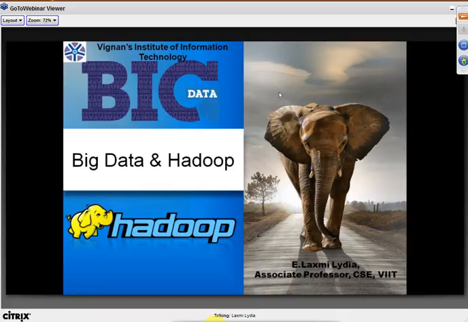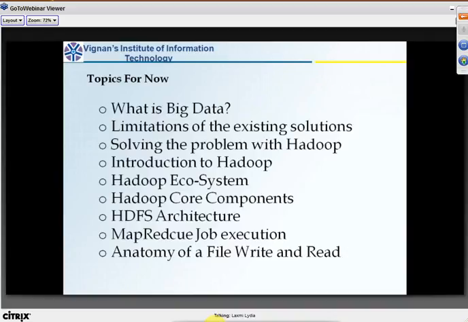In today's topic, these are the contents we are going to cover: what is big data, limitations of existing solutions, solving the problem with Hadoop, introduction to Hadoop, and the most important part, the Hadoop ecosystem. What are the ecosystem components in Hadoop? That we are going to cover.